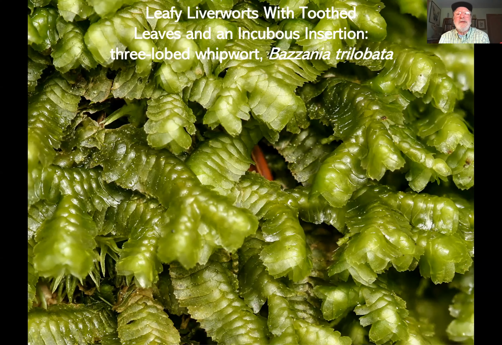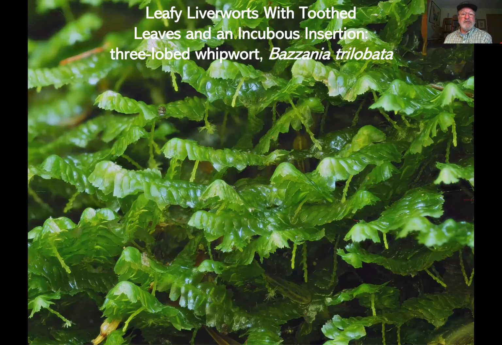Okay, so now let's look at some liverworts that have toothed leaves and an incubous insertion. And this is a very prominently well-known, widely distributed liverwort called Bazzania trilobata, three-lobed whipwort. And looking at this and using that mental tool, imagine a raindrop falling on this. Which way will the water flow? And I think you can see it would flow backwards towards the base of the stem because it has an incubous insertion. Bazzania is common in coniferous forests, such as hemlock and spruce further north.